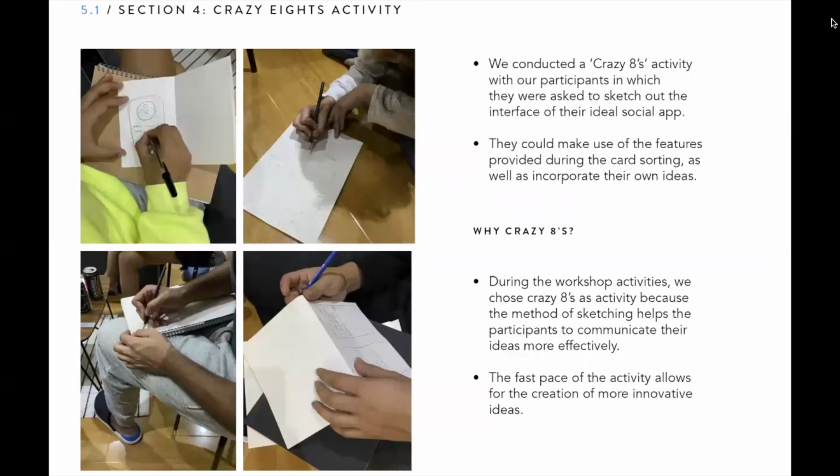So we conducted a Crazy 8 activity with our participants. Each of them had one paper and folded it down to 8 different parts. And we asked them three questions. The first one was, what does your ideal social app look like? The second, what information do you feel comfortable sharing? And the third, how would you lay out your ideal app?